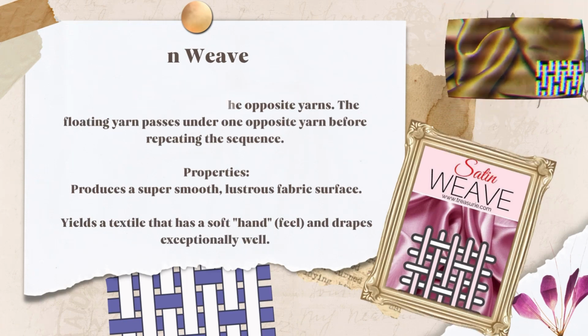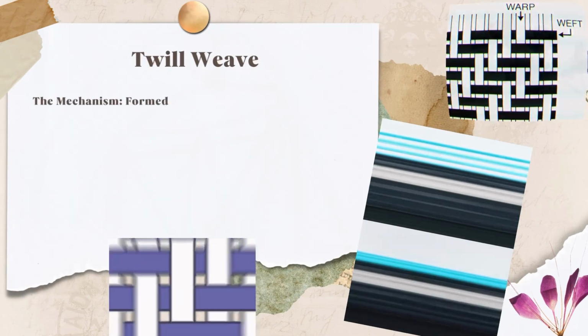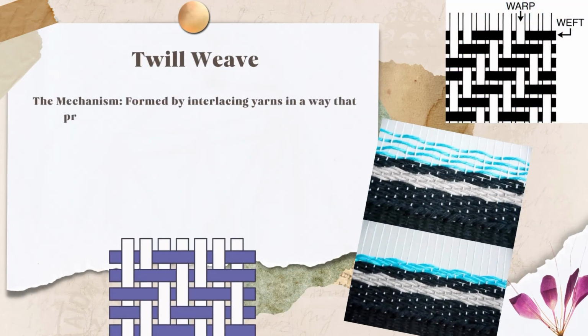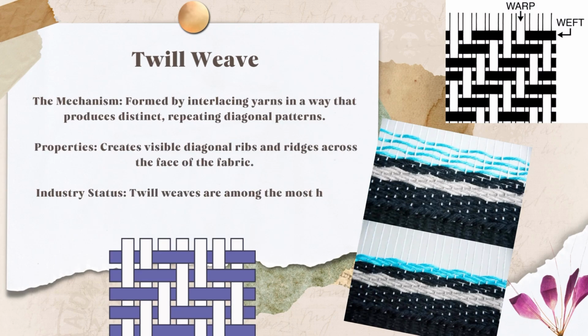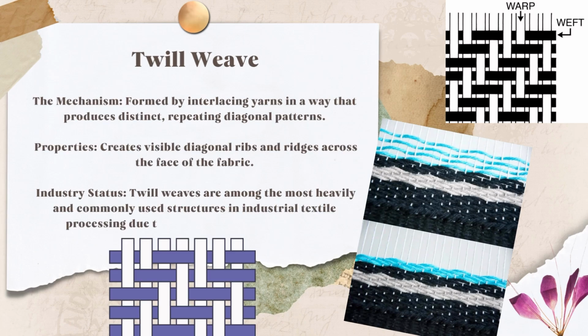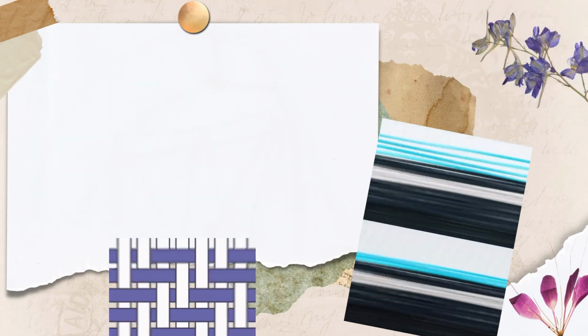Next one is twill weave. Twill weave creates a tough diagonal ridge across the fabric, just like your favorite pair of denim jeans. Twill weaves are among the most heavily and commonly used structures in industrial textile processing due to their durability and texture. Right next to the twill weave is basket weave, a variation that looks like a woven basket.